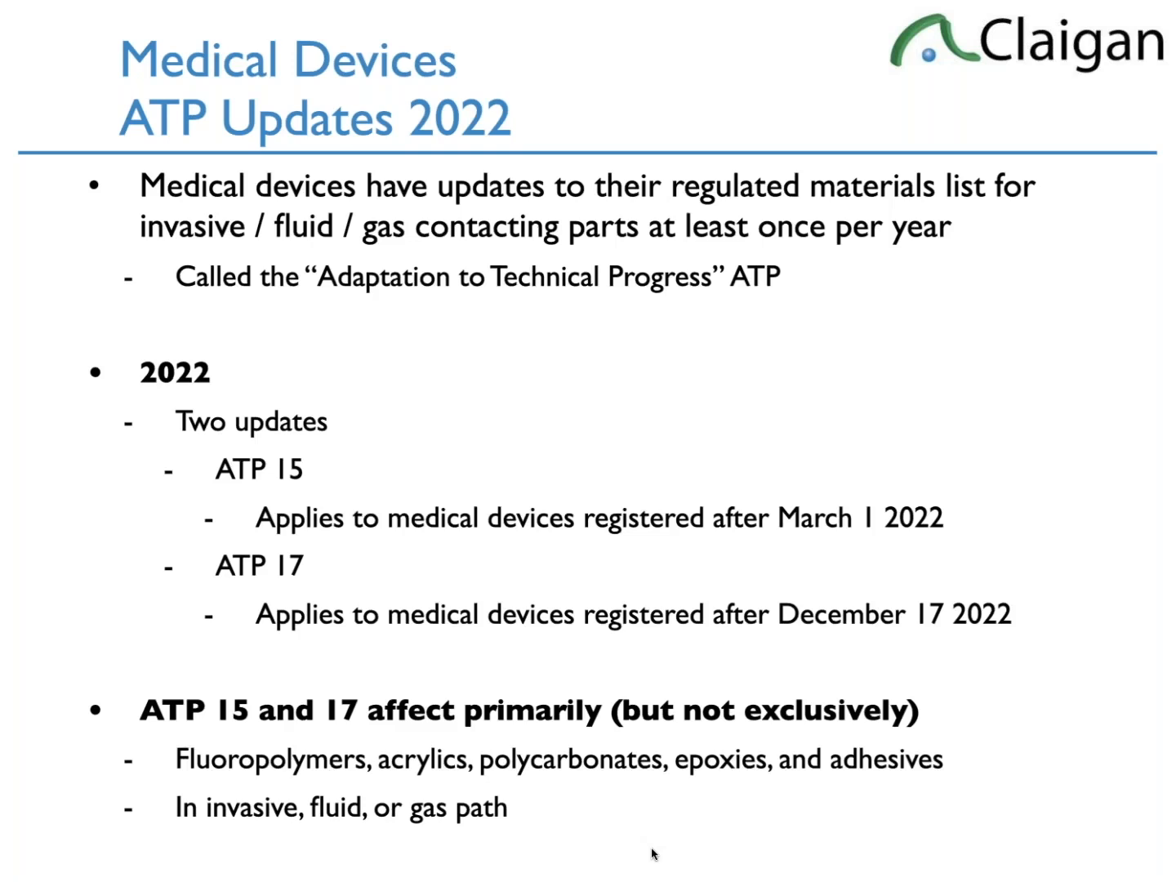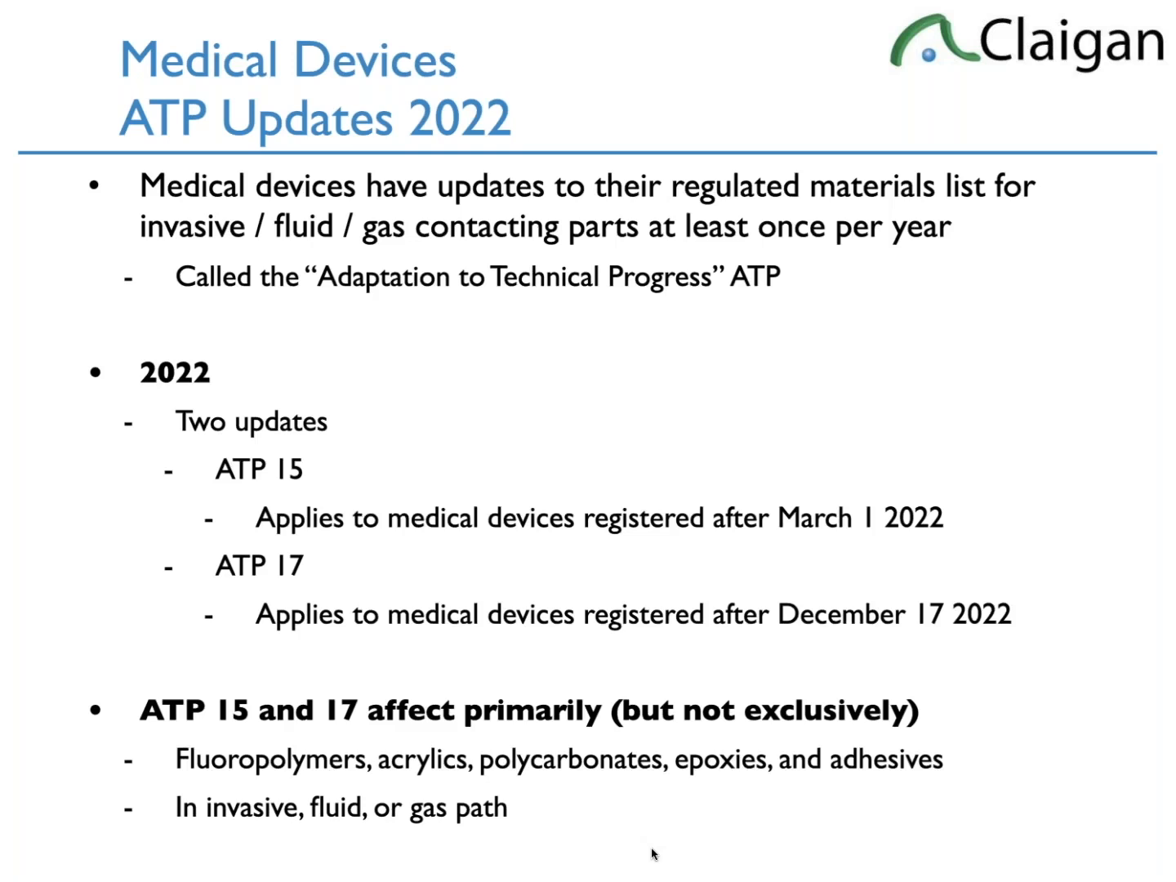But usually about 15 to 20 of them become classified for the first time as a category 1, known to cause carcinogen or mutagen or reproductive toxin. Once they're Cat 1 CMR, they're regulated under EU MDR. So there's quite a few updates. Most new ones affect substances that can be in, but aren't necessarily, in fluoropolymers, acrylics, polycarbonates, epoxies, and adhesives. Again, we're only concerned about the invasive, fluid, or gas path.